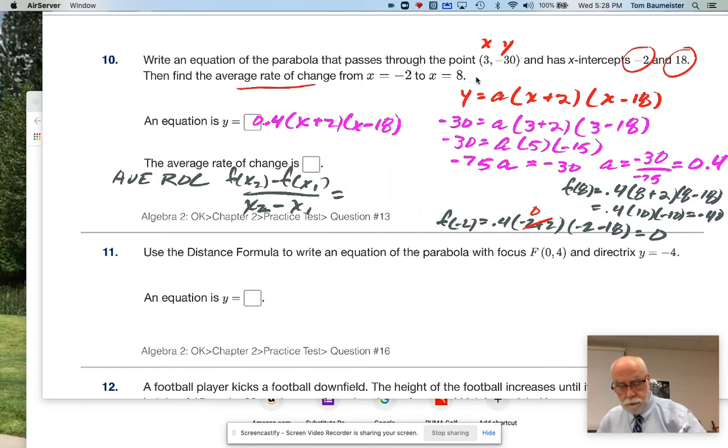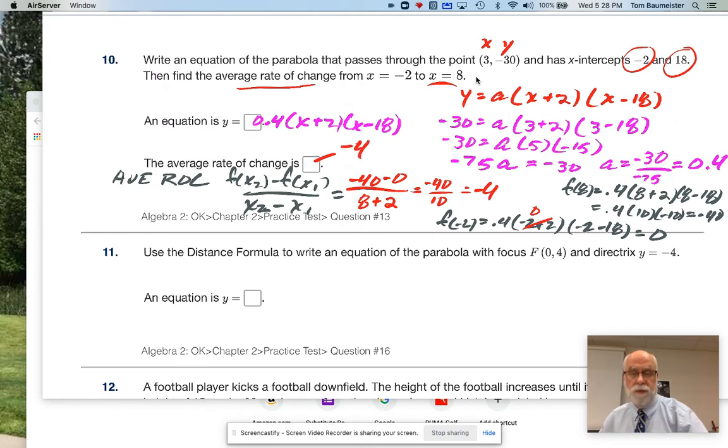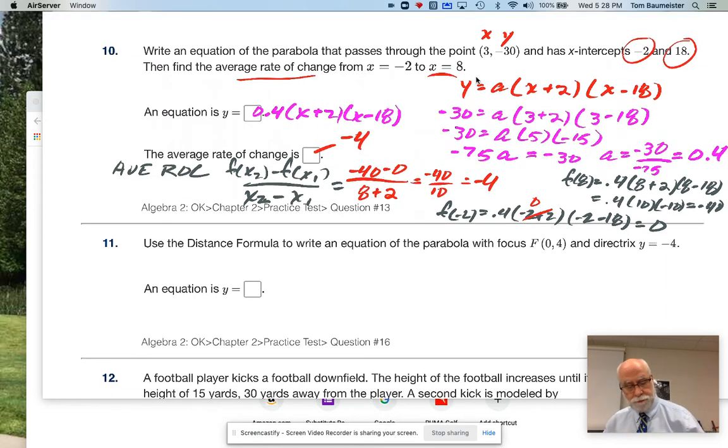All right? So on the top here now, I have, let's see, negative 40 minus 0 over on the bottom. I have 8 minus a negative or plus 2, which will give me negative 40 over 10, which is negative 4. And so that's our average rate of change for that one. It's negative 4.